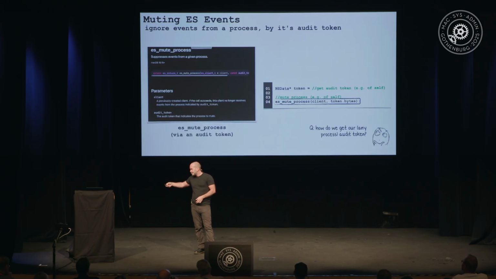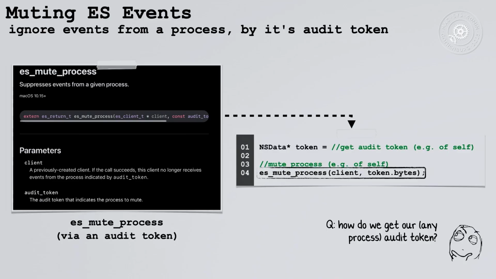So muting is, again, the technology, the capabilities we use to tell endpoint security to either ignore certain processes, responsible processes, all events from them will be ignored, or specific events based on, for example, their file path or destination. So first, let's talk about muting processes. We can use the aptly named ESMute process API.